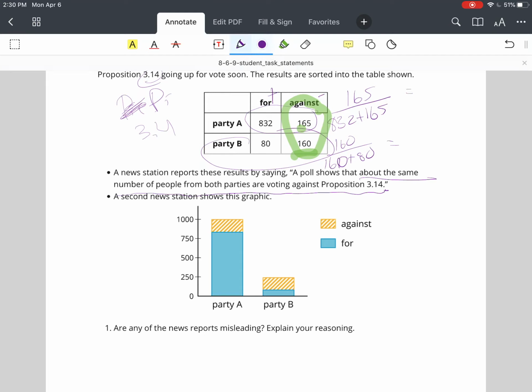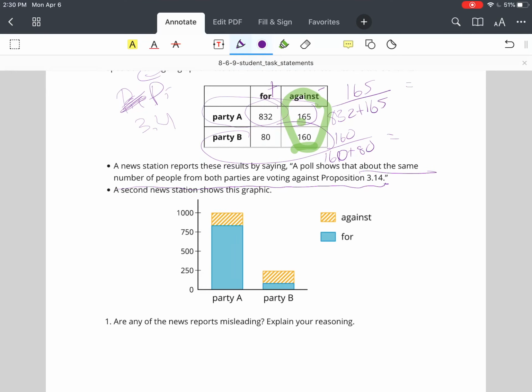But notice how many people from Party A are actually voting for it. Would you say that's misleading, meaning that the news is lying to you? So the first news station is not lying, but just misleading.